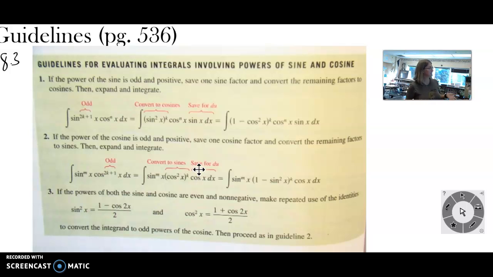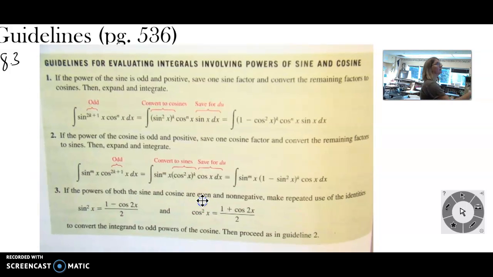All right, the second one says if the cosine is to an odd power, then convert that into sines. And then for this third one, if the powers of both sine and cosine are even and non-negative, make repeated use of these identities that we just went over, those half angle identities.